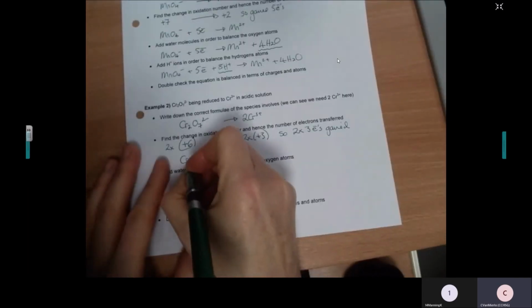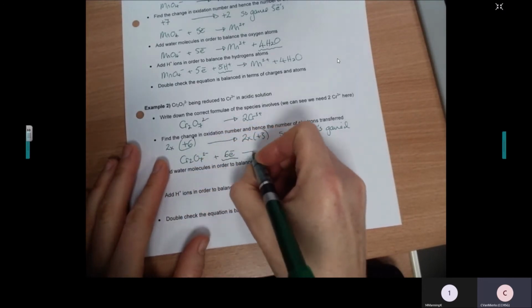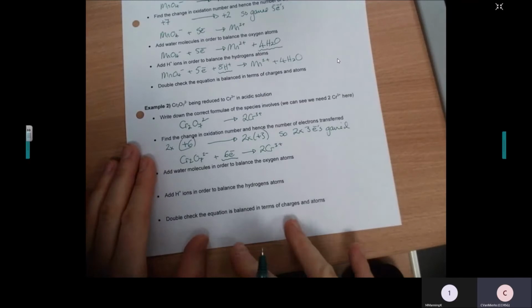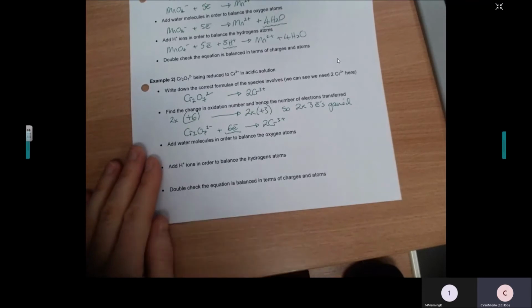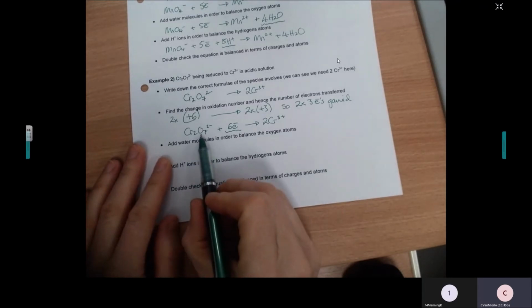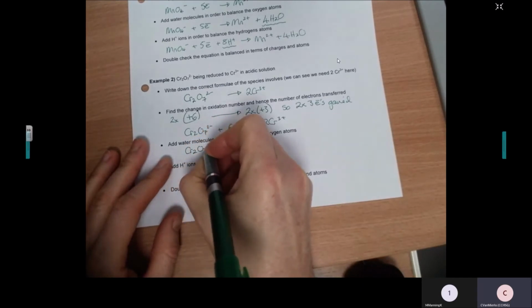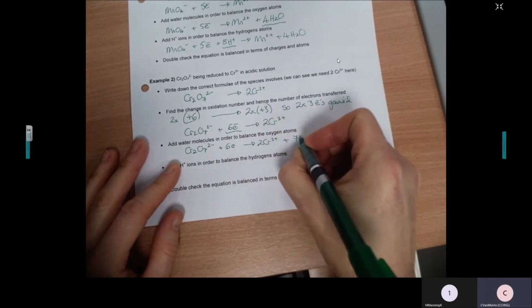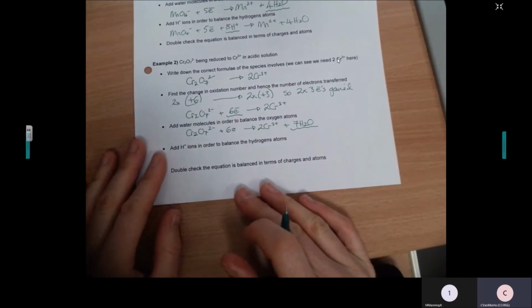So we can now add that on to our equation. So +6 electrons on the left going to the 2 Cr3+ on the right hand side. And then our final steps are the same because we had an acidic solution again. So we need to add water molecules in order to balance the oxygen atoms. So we've got 7 oxygens on the left hand side, but no oxygens on the right hand side. So we're going to have 7 waters. So +6 electrons goes to 2 Cr3+, and our new bit now is our +7 H2O. And then we can add in hydrogen ions to balance the hydrogen atoms.